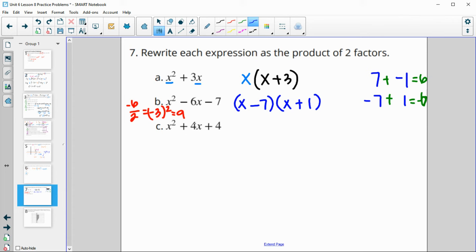This next one, 4 divided by 2 is 2, and 2 squared is 4. So we know this is one of our perfect square trinomials. So this is x plus 2 squared.